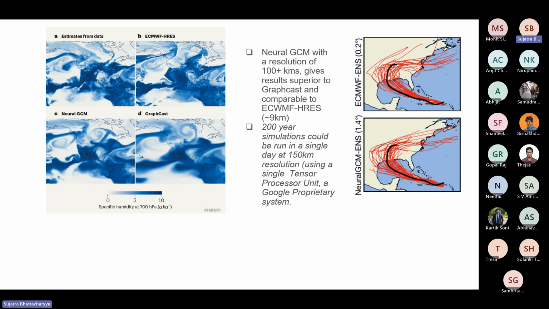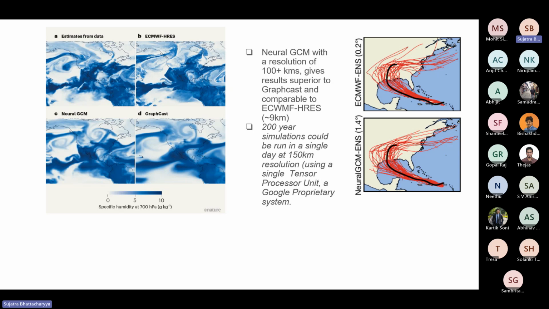And it's highly efficient. Of course, if you can lay hands on a tensor processing unit, which is proprietary to Google, then I think you can do 200 years of simulation in a single day. And results at 100 plus kilometers are comparable.